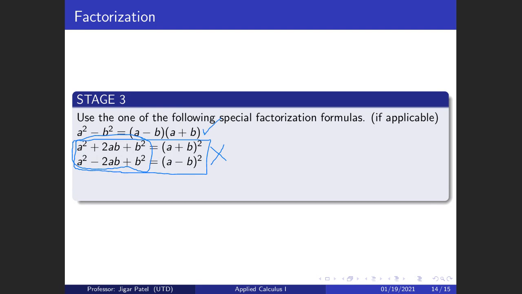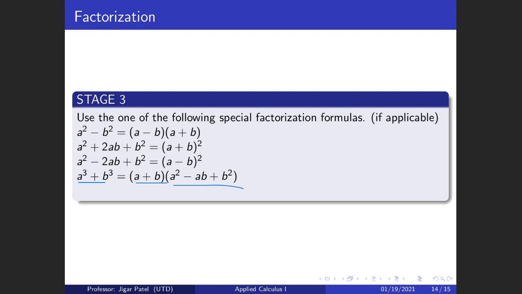So far we have the difference of two squares factorization formula and then two perfect square formulas that also can be handled using stage 2. I would like to give you two more formulas here: the sum of two cubes and the difference of two cubes. First, the sum of two cubes formula. a cube plus b cube is factored as (a plus b)(a square minus ab plus b square).